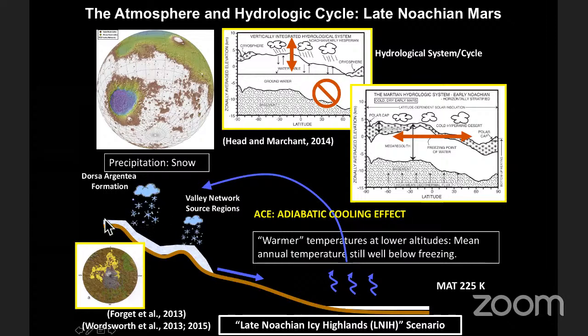If you have a cross section from the South Polar region to the lowlands of the North Pole, any water vapor, snow and ice here will sublime in warmer temperatures, warmer being a relative term, of course, at lower altitudes. And then this precipitates out on the highlands. This is the adiabatic cooling effect. And this led to the late Noachian icy highland scenario. Basically, any water vapor in a water cycle in this scenario ends up being snowed out in the southern uplands and stays there until something comes along to melt it.